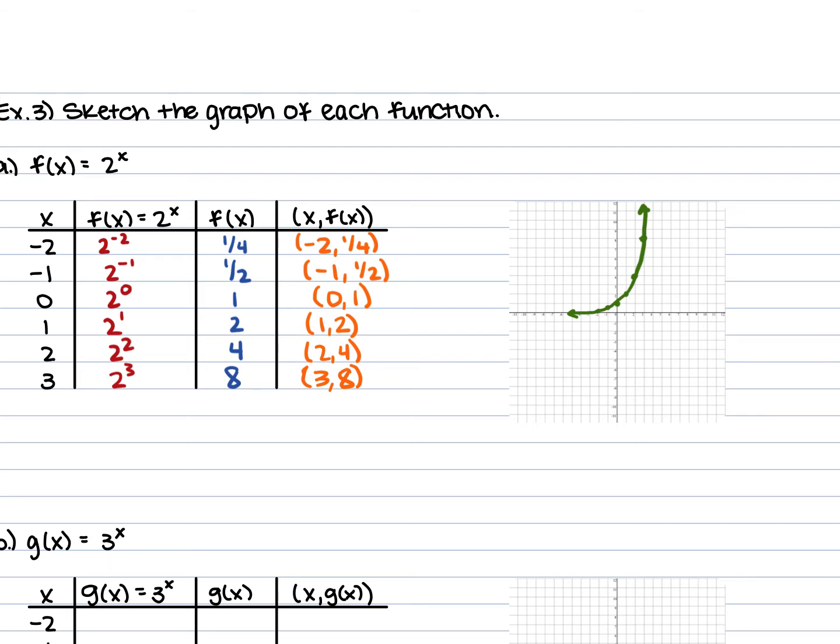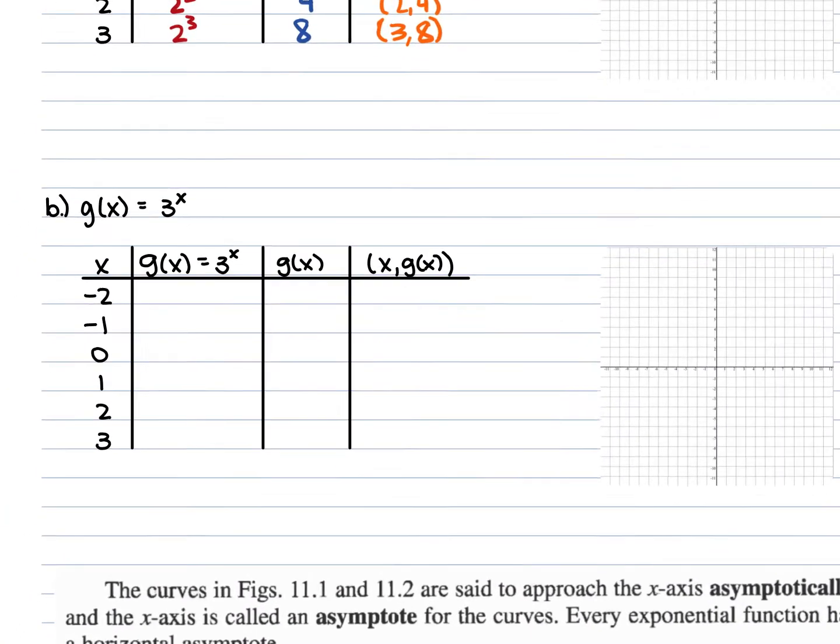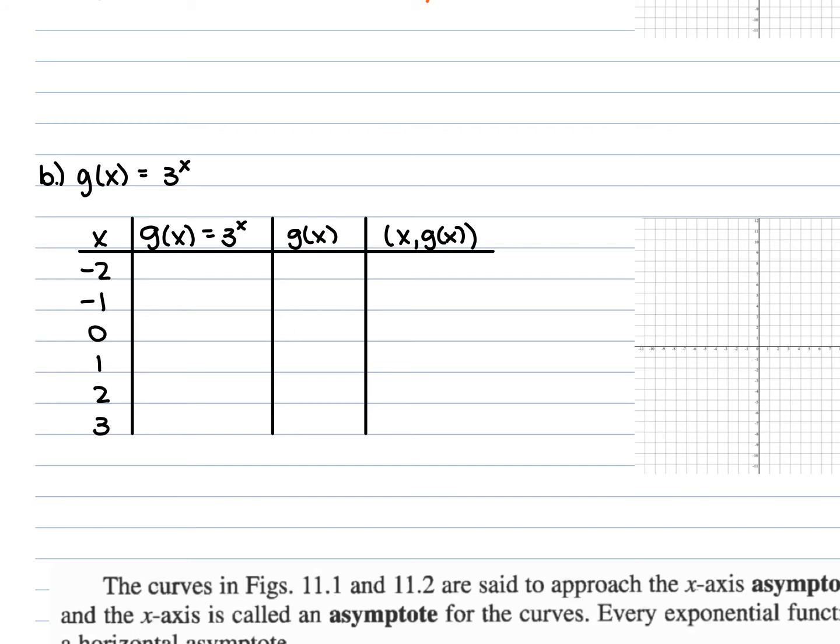For our next example, B, we have g of x is equal to 3 to the power of x. So for this one, we're given x values of negative 2, negative 1, 0, 1, 2, and 3. We're just going to plug those in. So the first one we're going to have is 3 to the power of negative 2, then 3 to the negative first power, 3 to the power of 0, 3 to the first, 3 to the second, and 3 to the third power. That 3 to the power of negative 2, take the reciprocal of that 3, that's 1/3 to the second power is 1/9.